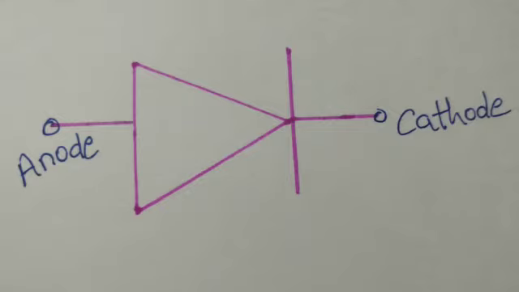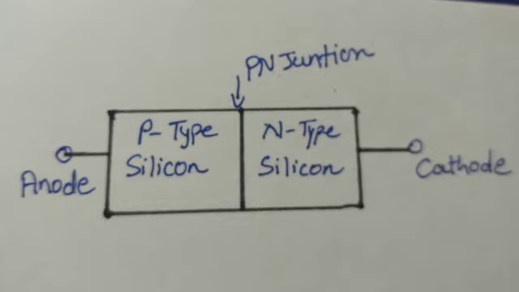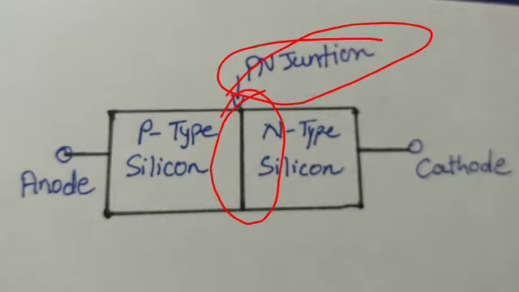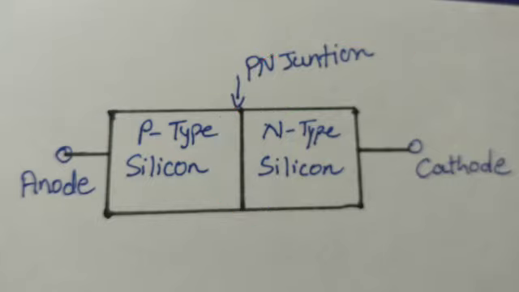Here we have a symbol of a PN junction diode. This is P-type and this is N-type. Here in the diagram you can see the PN junction is formed between the P-type and the N-type. The P side, or the positive side of the semiconductor, has an excess of holes and the N side, or the negative side, has an excess of electrons. In a semiconductor, the PN junction is created by the method of doping.